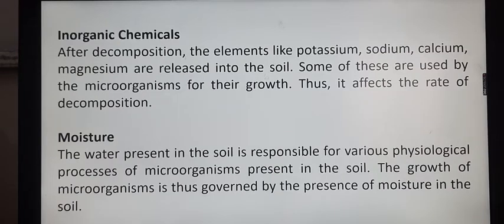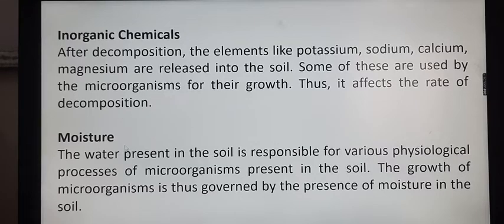Next factor is inorganic chemicals. So after decomposition, elements like potassium, sodium, calcium, and magnesium are released into the soil. Some of these are used by microorganisms for their growth. Thus, because they are being used by the microorganisms for their growth, it is again affecting the rate of decomposition.